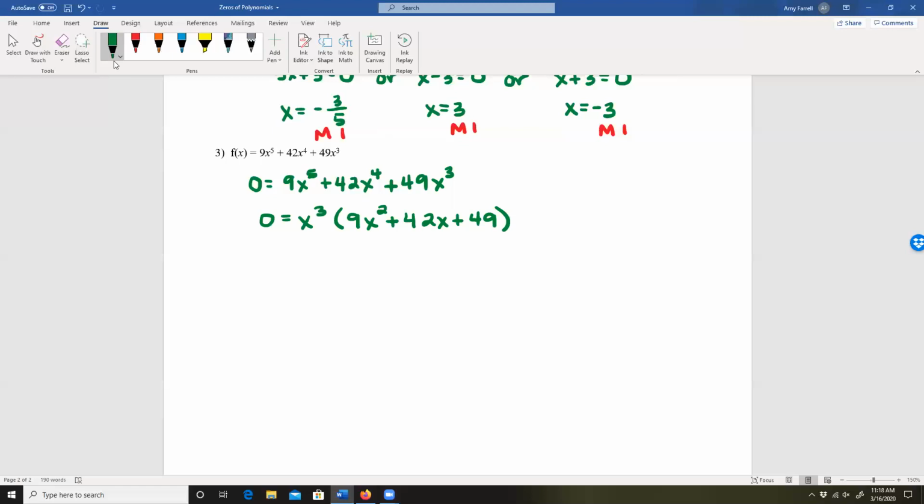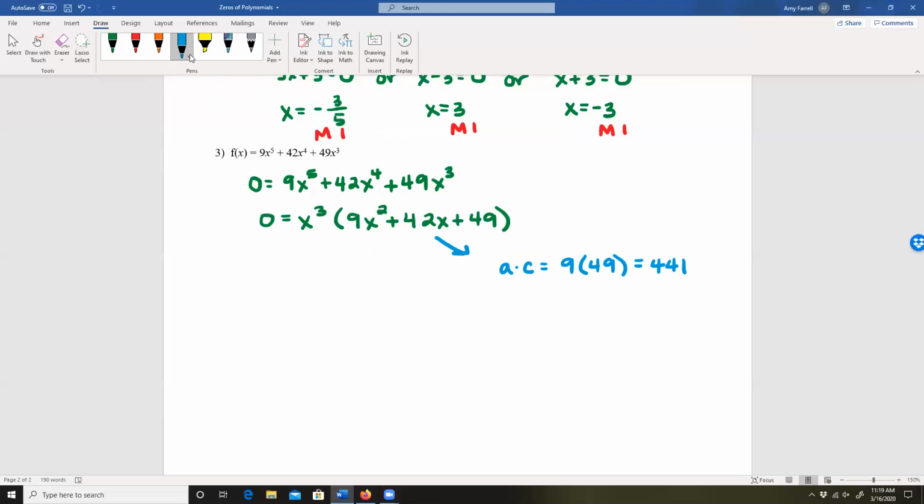To factor the trinomial, I'm going to need to use the AC method. Okay, so let me kind of step aside here. Let me do it in a different color. So I'm not going to forget about that x cubed. I'm just going to try to factor this over here, and then we'll go back to this equation here. So for the AC method, I take a times c, 9 times 49. And 9 times 49 is 441.